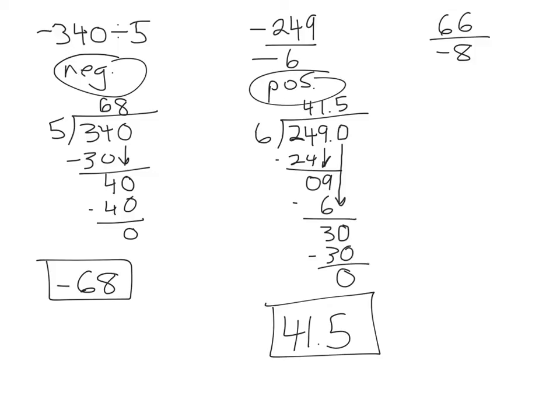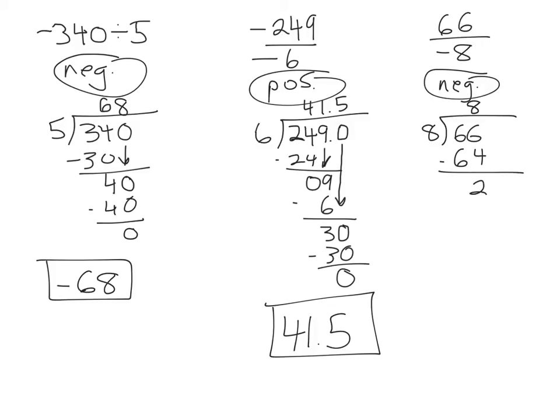Let's try one more example. 66 divided by negative 8. Different signs, so I know my answer is going to be negative. I'm going to set up my long division here. 66 divided by 8. I'm going to leave off the negative because I already know what my sign is going to be. 8 doesn't go into 6. 8 does go into 66 8 times, because 8 times 8 is 64. Now when I subtract this, I get 2.